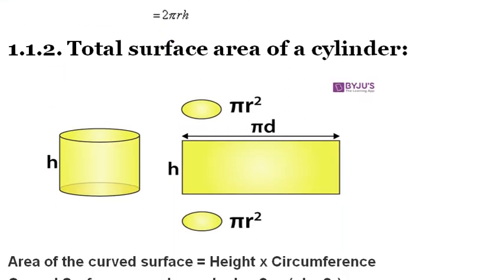22 by 7. Now total surface area, it's very easy. Curved surface area means only the area of this rectangle, but for total surface area you have to take that top face also, and you have to take that base face also.